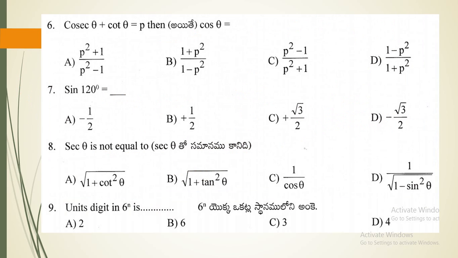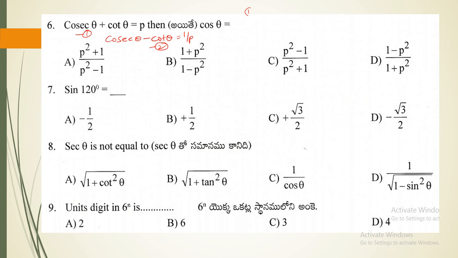So cosecant theta plus cot theta is equal to P. So this is nothing but a similar question which is given in your textbook, right? So cosecant theta plus cot theta is equal to P. Then obviously what we can say? So cosecant theta minus cot theta is equal to 1 by P, right? So then what we are going to do? So this is equation number 1 and this is equation number 2.